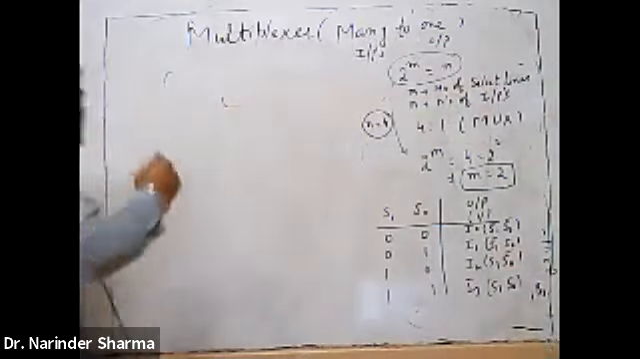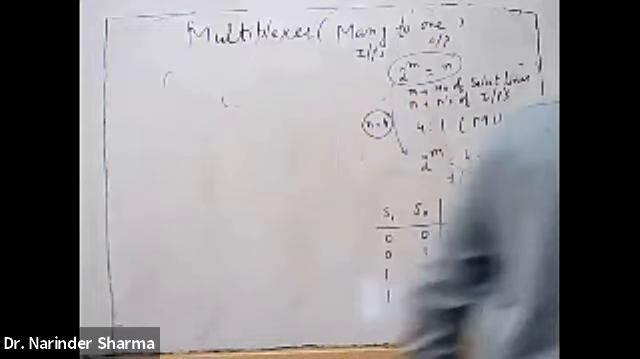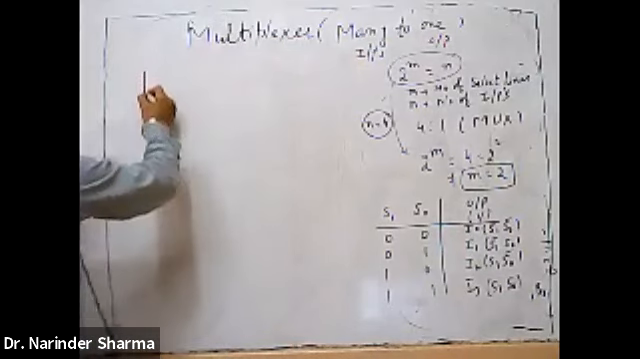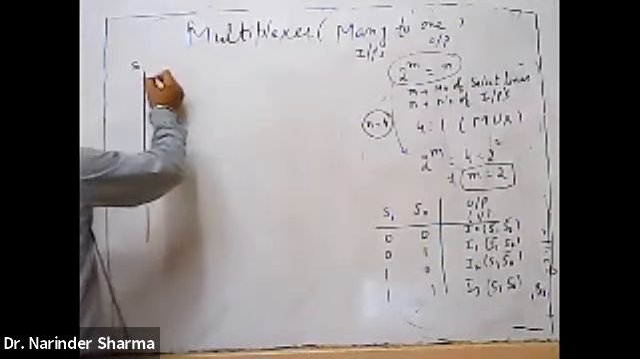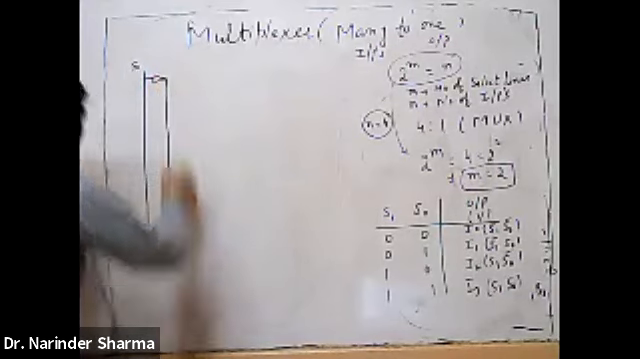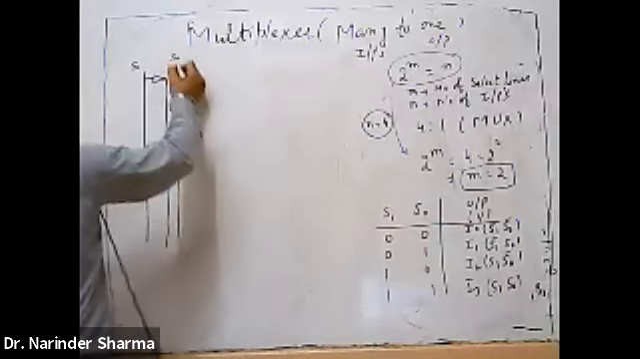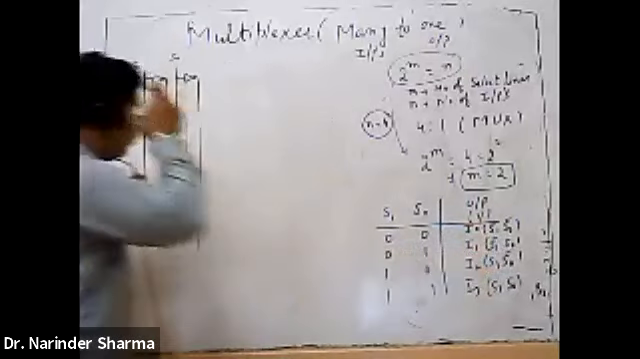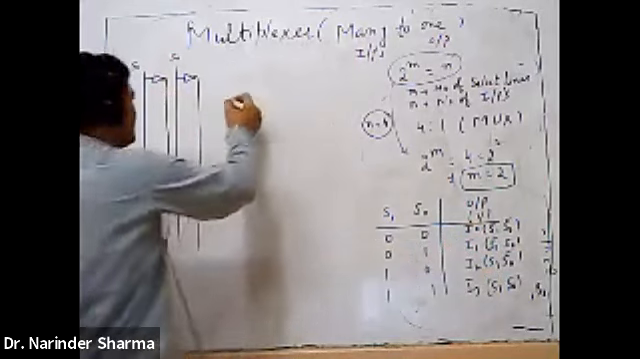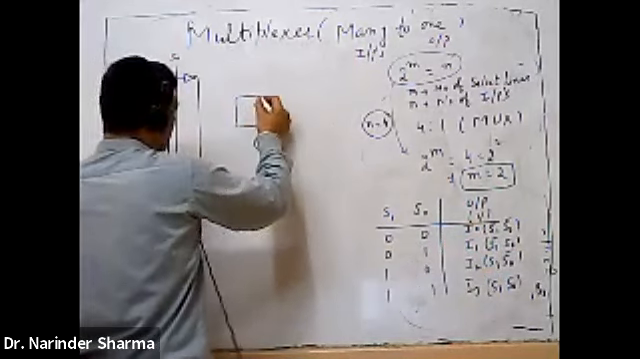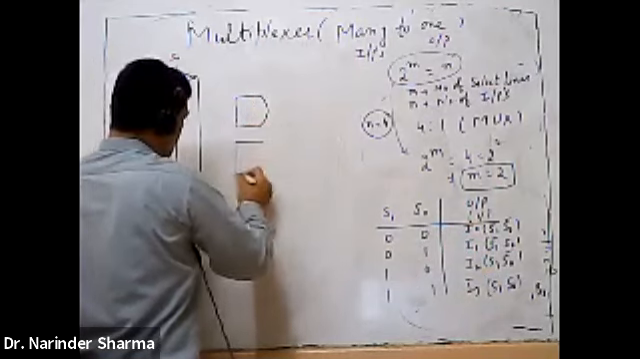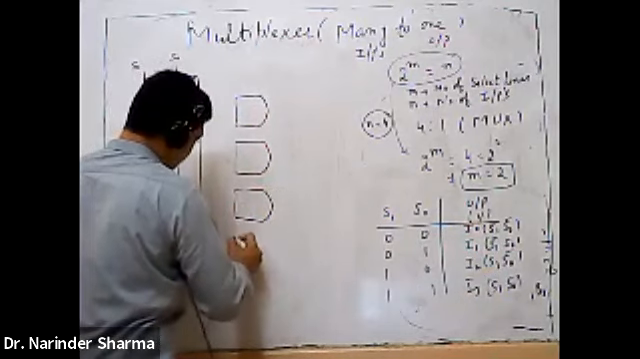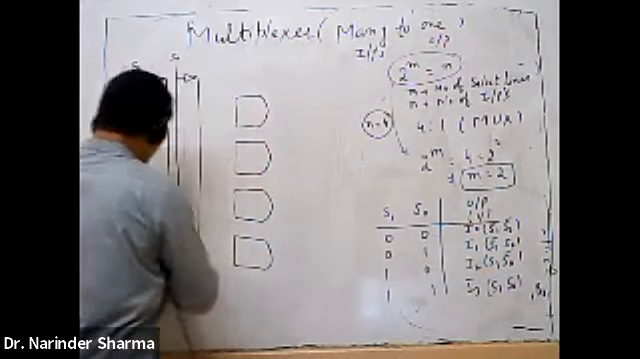Now, how can we design the 4:1 mux circuit? We have S1, S1 bar, S0, S0 bar. For a 4:1 mux, apply 4 AND gates: 1, 2, 3, 4.